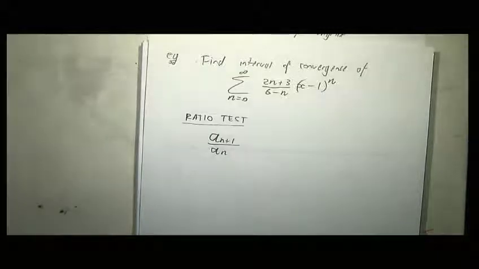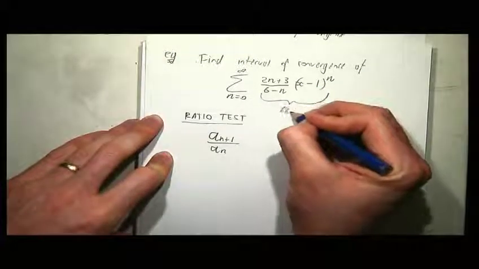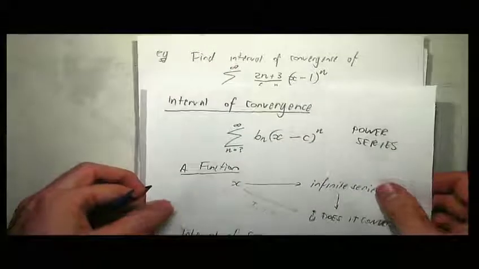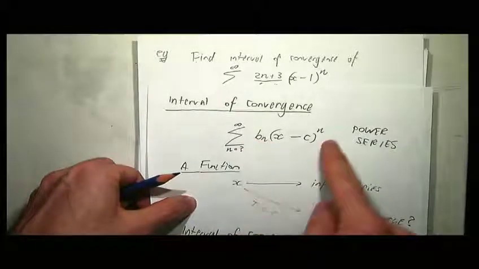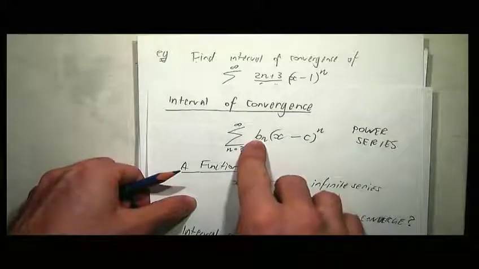Right. Now when they say that a_n, they mean all of this. And that is why, when I write down the formula for a power series, I use a b here, just to remind me that all of that is the a_n. Not just this number here, but the whole thing is the a_n.